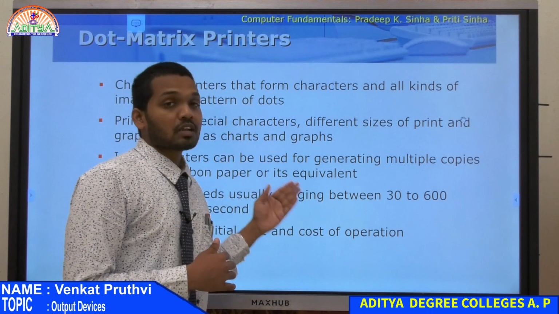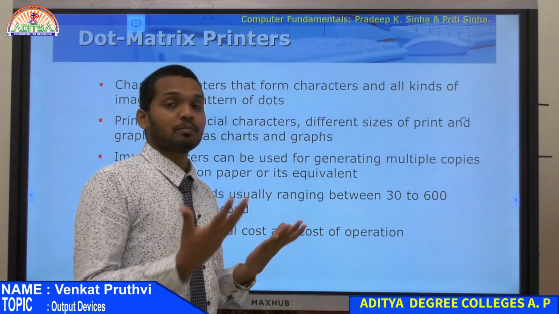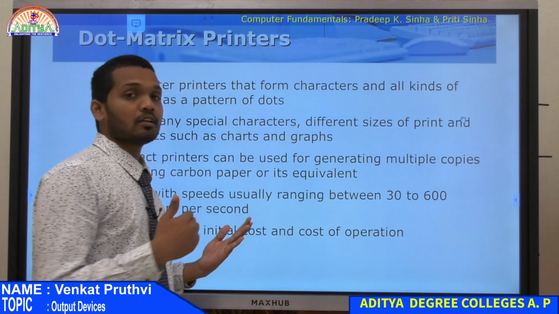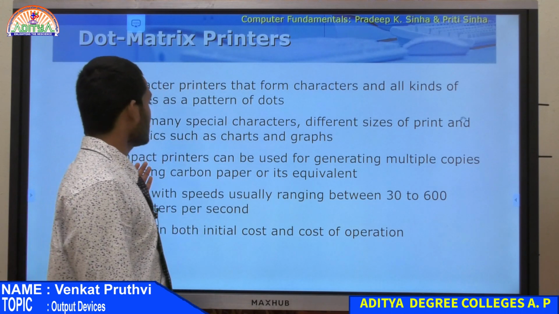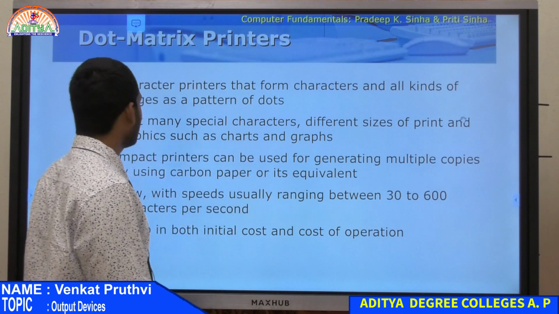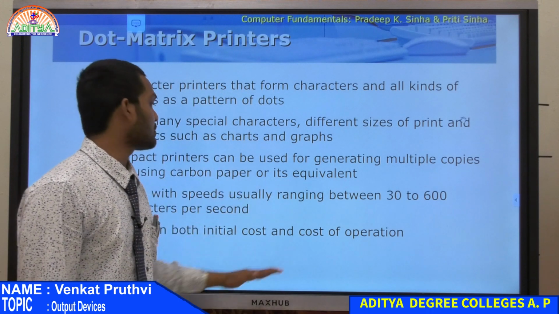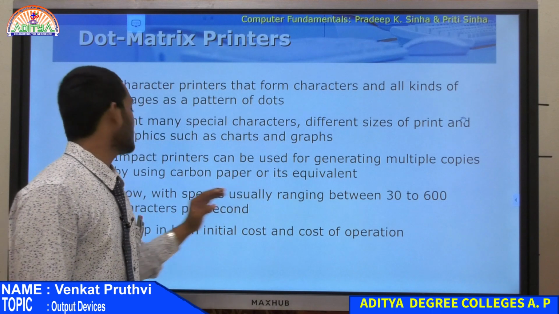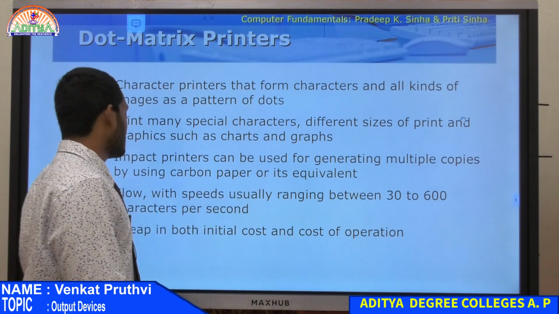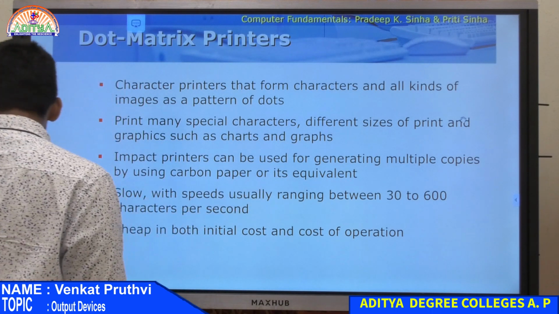The graphics such as charts and graphs are also understandable by the computer, and it will give the output in the required format. Next, impact printers can be used for generating multiple copies by using carbon paper or its equivalent. Then they are slow actually, with speeds usually ranging from 30 to 600 characters per second, cheap in both initial cost and cost of operation.